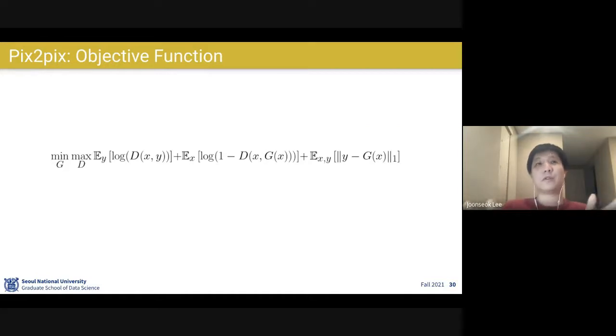So this is their objective function. It looks complex, but actually it's the same as the GAN. So let's see.